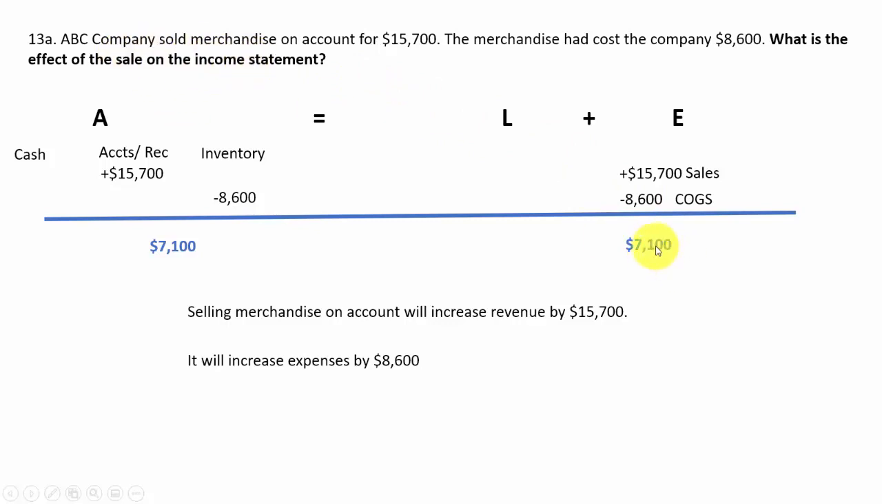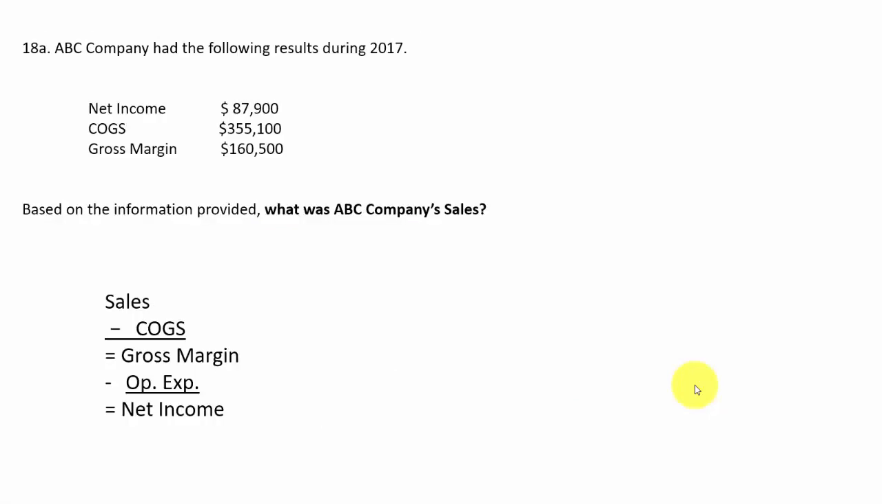It'll increase gross margin by $7,100, which is revenue minus expenses equals net income, which would be $15,700 minus $8,600, which is $7,100. Okay. Let's see, do we have another one here? I have another one here.